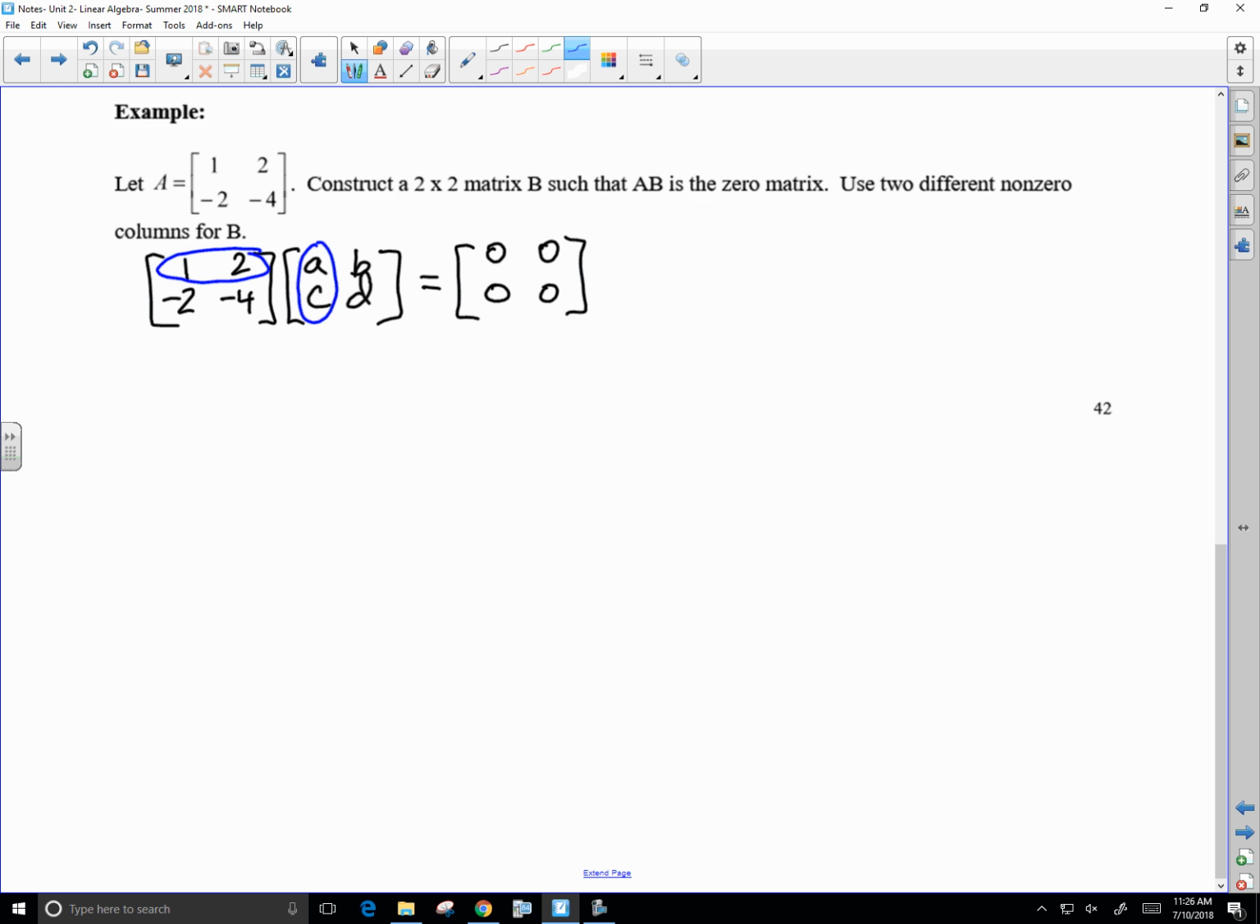So first row by first column. Remember, we're essentially dotting the first row with the first column. So it's 1A plus 2C equals 0. All right, first row, first matrix, first column, second matrix. But still, first row, first column, which puts you in the first row, first column of your resulting product matrix.